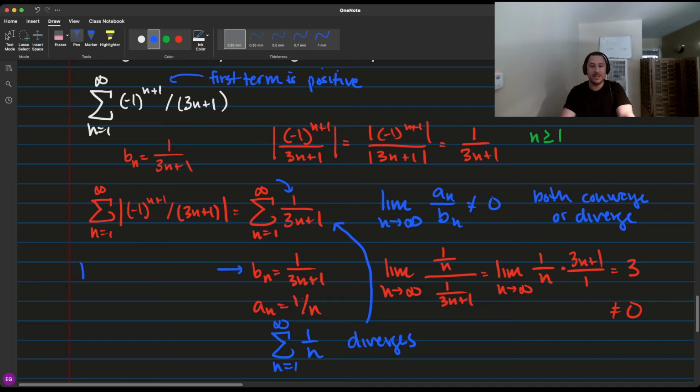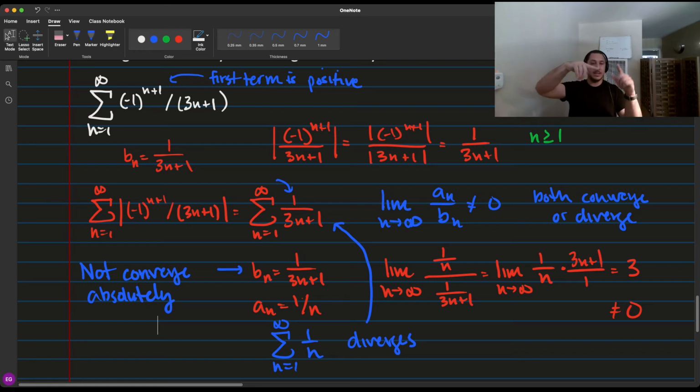So this does not converge absolutely. Why does it not converge absolutely? Because the series with the absolute value of all the terms diverges. So all we can say at this point is that it does not converge absolutely. We looked at whether the series of the absolute value of the terms converges, and it did not. So it does not converge absolutely.